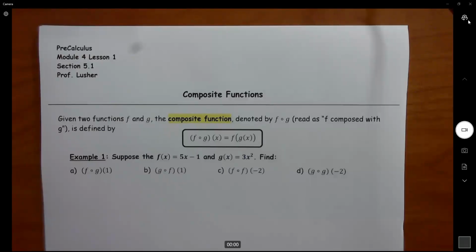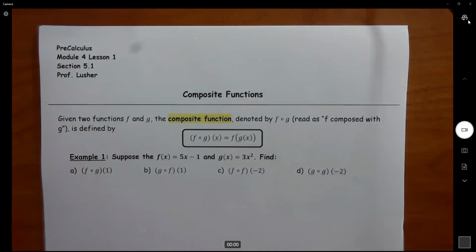Welcome to the first video of Module 4, Lesson 1. All of Module 4 is over exponential and log functions. But before we can get into exponential and log functions, we have to get into inverse functions. And before we can get into inverse functions, we have to start with composite functions.